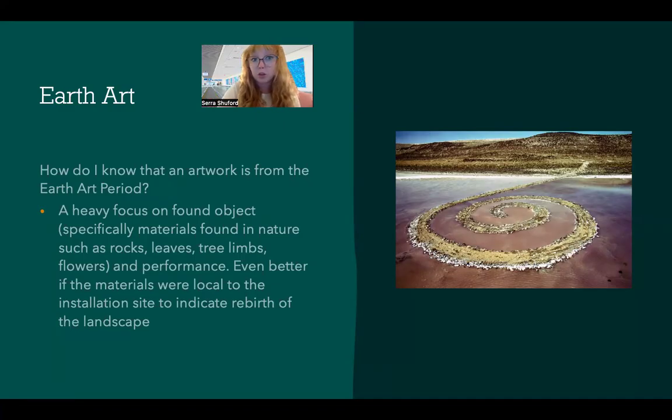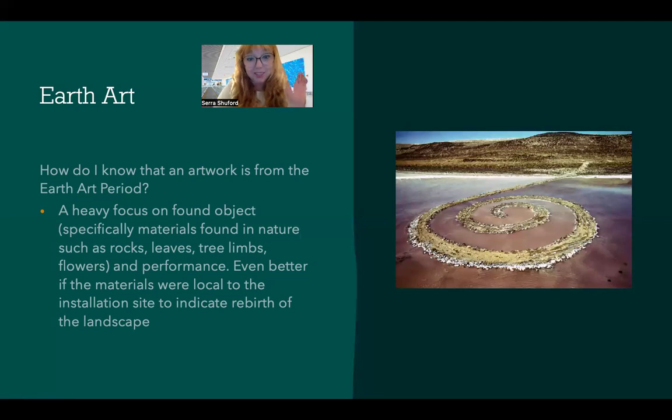How do we know that earth art is earth art? What does it look like? There is a heavy focus on found objects, specifically materials found in nature, such as rock, leaves, tree limbs, etc., and performance. It's even better if the materials were local to the installation site to indicate the rebirth of the landscape. But this is essentially just manipulating what nature already offers us in a way that there's this interaction with man and nature, almost like harmonizing. It's not being destructive, it's not changing it in a way that is unnatural, but it's sort of connecting this relationship and trying to create harmony within that.